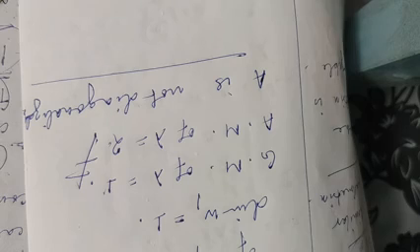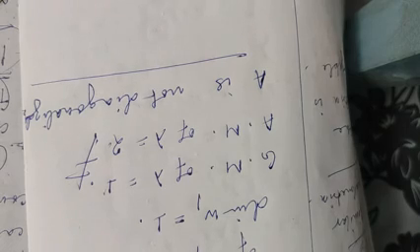So this is how we check whether a matrix or a linear operator is diagonalizable or not. These are a few examples you need to practice.